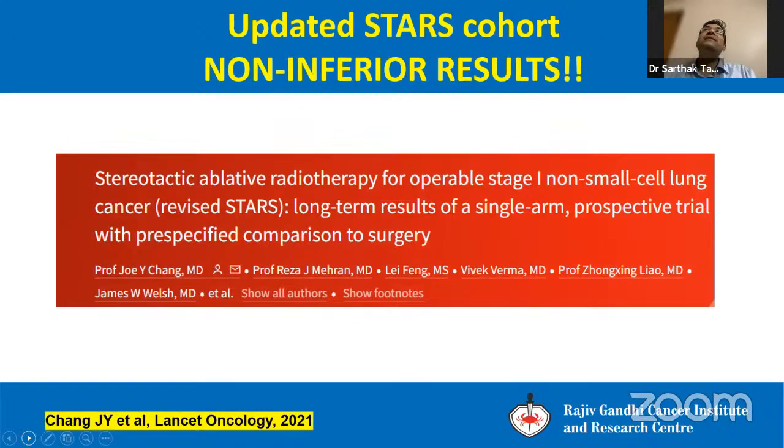So this is something which has just recently been published, probably not even a year ago: the updated STARS cohort, which showed non-inferior results in comparison to surgery. They did a cohort study. They prospectively followed the STARS cohort and added more patients in the SABR arm and compared it with the VATS cohort. So obviously this is not randomized. This is not something which we can consider definitive, but given the kind of evidence we had, this is at best the most reliable evidence.